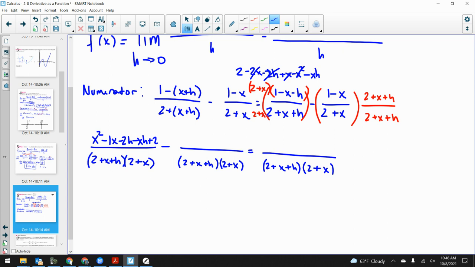Okay, and the numerators here, this is going to be 1 times 2. Again, I'm multiplying this and this together. I've got 1 times this whole thing, so 2 plus x plus h, and then minus 2x minus x squared minus xh. Okay, that's all just in the numerator here, just multiplying those two things.